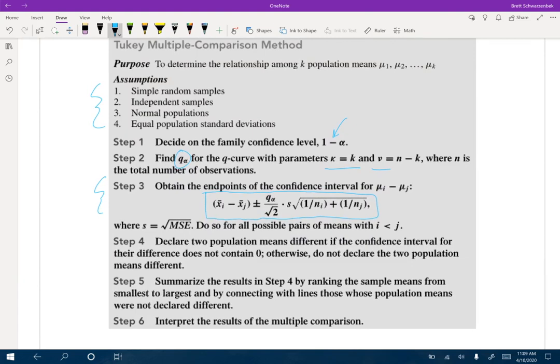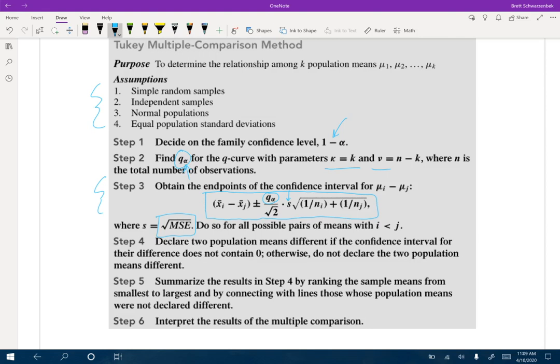Basically this is what you're going to do. You're going to take the q sub alpha that you calculated here in the table, and you're going to divide by root 2 every time. So that's not a variable, that is literally divide by root 2. Then you're going to multiply by s times the square root of the sum of the 1 over n's. Now s is actually equivalent to the square root of MSE. In the ANOVA calculation, you have computed this already, so this is not a big deal.